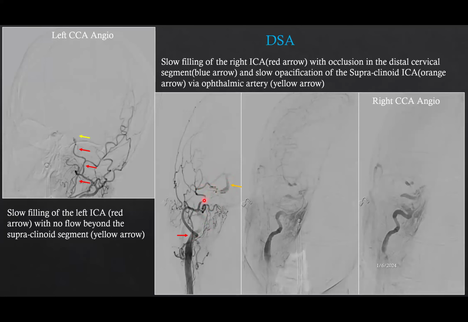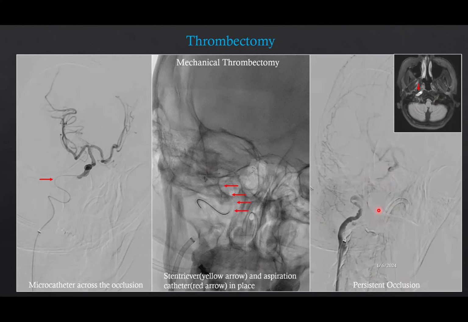This is after the first pass. There's persistent occlusion. There is no good intracranial flow. The arrows show the placement of the stent retriever, and this is the aspiration catheter.